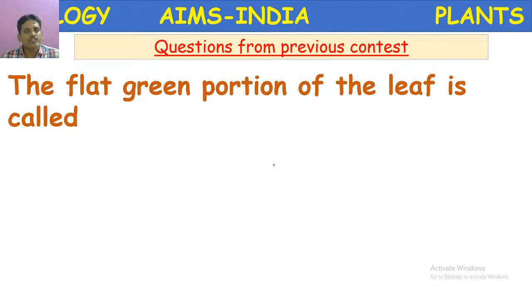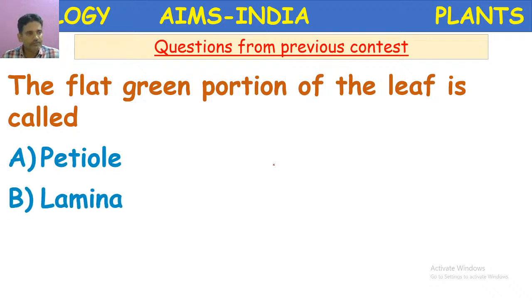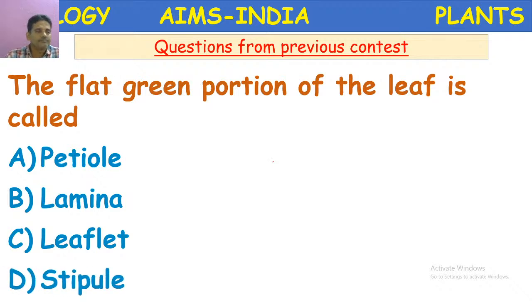The flat green portion of the leaf is called: petiole, lamina, leaflet, stipule. Let us define one by one. What is petiole? Petiole is nothing but the stalk of the leaf. Lamina, leaflet, stipule. Which is the correct answer here? Come on. Leaf blade. Very good.